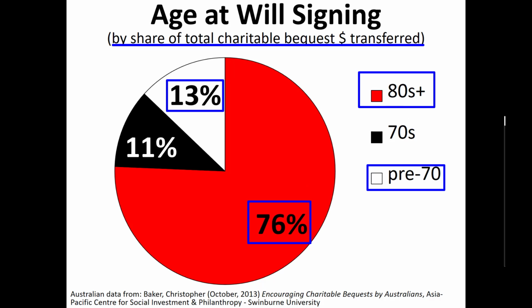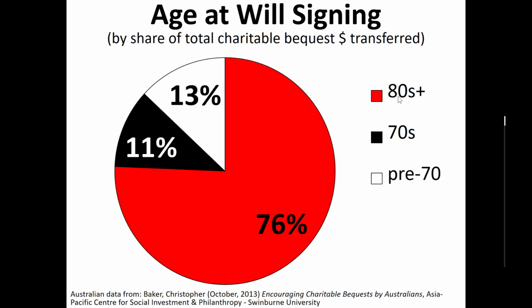Now, one of the things to keep in mind about this information is that these are simply probate records, and so we don't know what the next-to-the-last will included. We know the last will document; that's what we can see. This shows the ages when it was signed by the share of total charitable bequest dollars transferred. We know what was in the last will document, but we don't know what existed before it. We know there was some change, because if there wasn't, there would be no reason to have a new will document, but we don't know if there was in fact a change to the charitable component from this information.